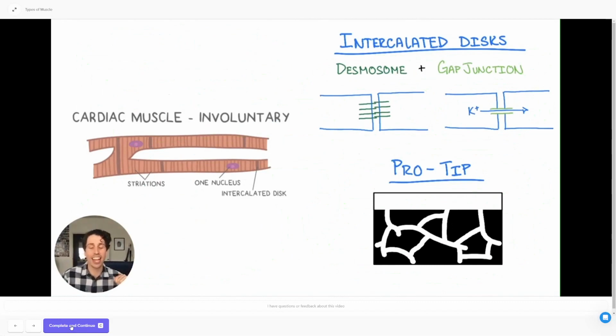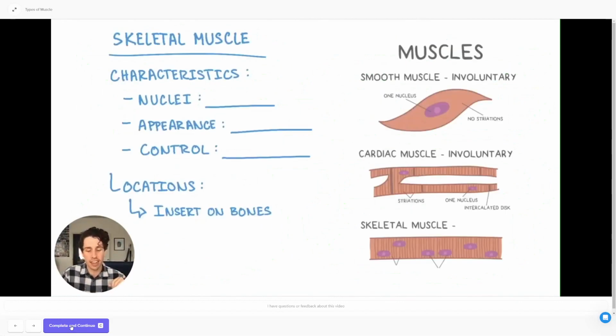All right, let's keep going and talk about the skeletal muscle now. So for skeletal muscle, let's talk about these characteristics. When you look at this, we can see that there are a lot of nuclei in each skeletal muscle cell. And so these are going to be multinucleated, so let's go ahead and write that in: multinucleated. And the appearance we can see, just as the cardiac muscle cells were striated, the skeletal muscle cells also have these striations in them. So these are going to be striated in appearance.